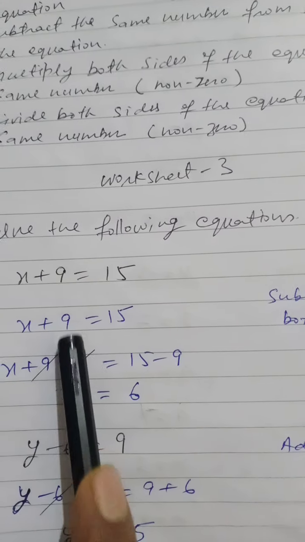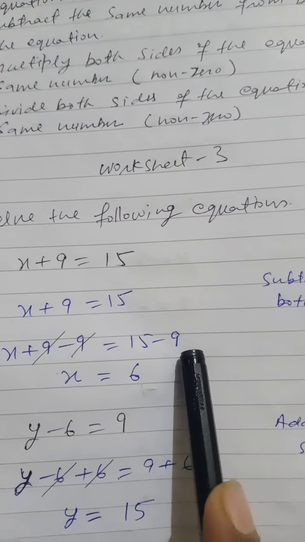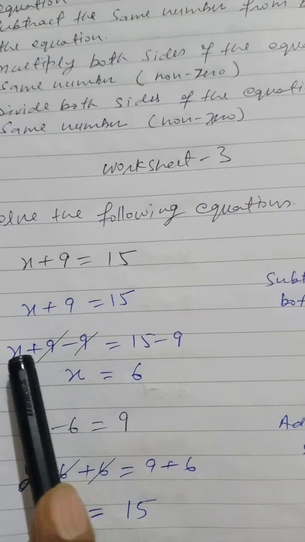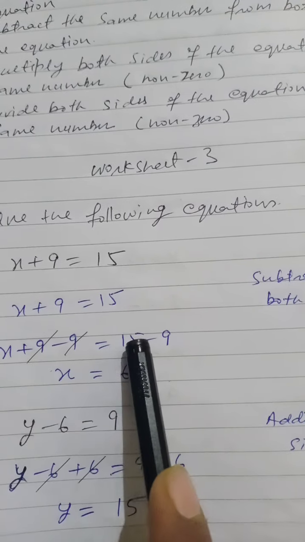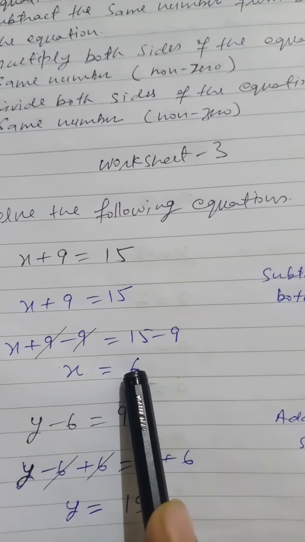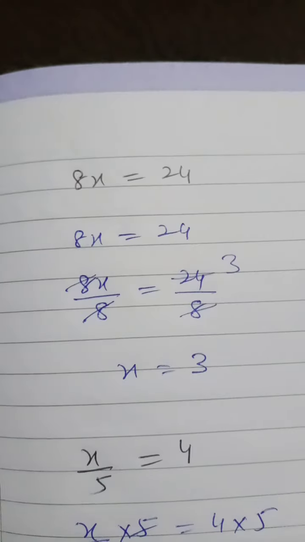So I have put the minus 9 on our side here, and minus 9 on this side also. So 9 minus 9 will be cancelled. So I will get only x from the left hand side, and 15 minus 9 will be 6 from the right hand side. So the answer, the value of x, is 6.